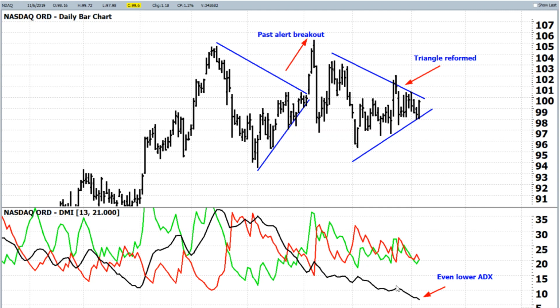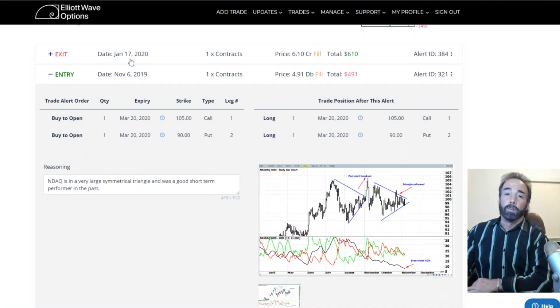And the ADX had gone even lower than it was before. The ADX is one of the indicators we look at to help identify triangle patterns, because a very low ADX means that you have a trendless stock, and triangles are non-trending patterns. So it made sense. So we're set up here, we're ready to go, and then it took a bit of time, unlike the first one.